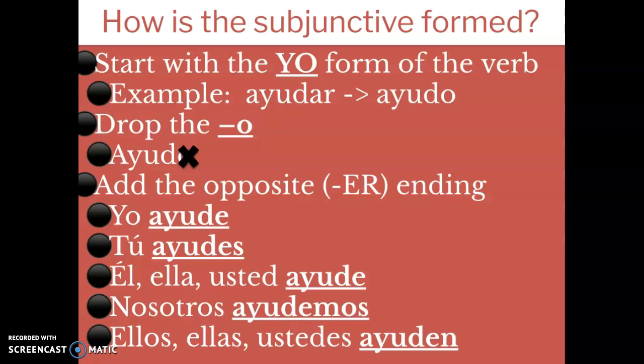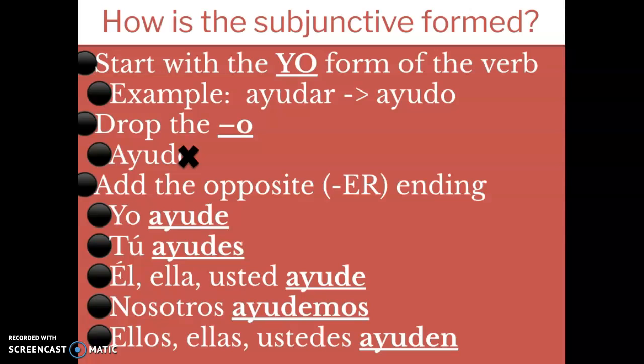Number 9 would be visitemos. 10 is pasen. 11 is mire. 12, viajes. 13, entre. 14, cortemos. 15 is bailen. And 16 is prepare with an E on the end. So those are your answers to the practiquemos section.